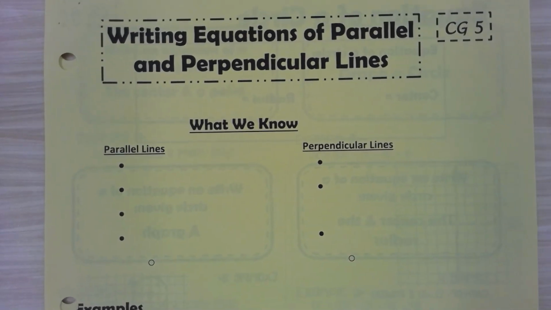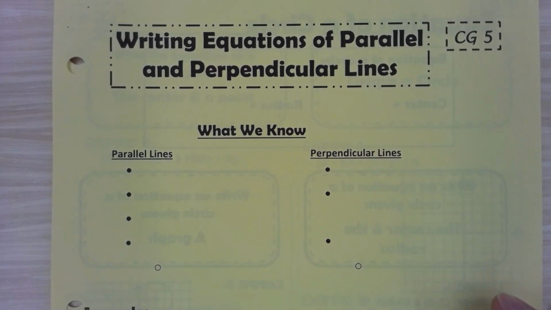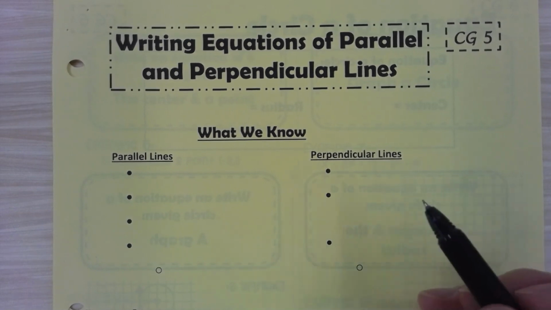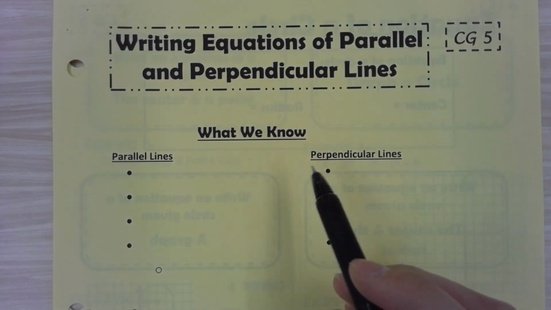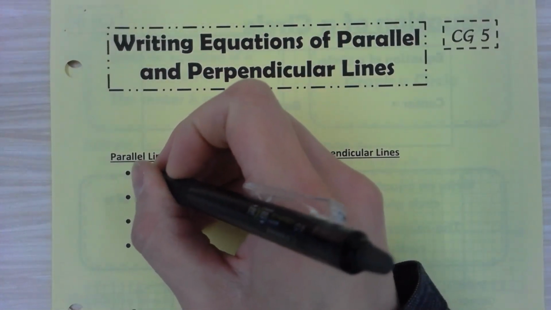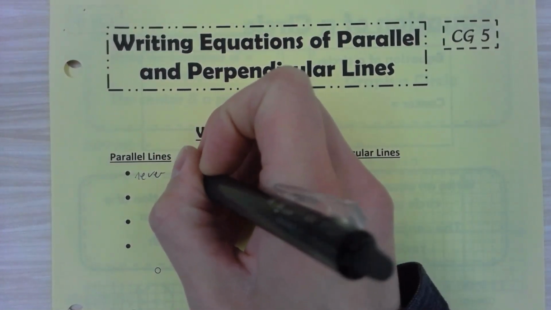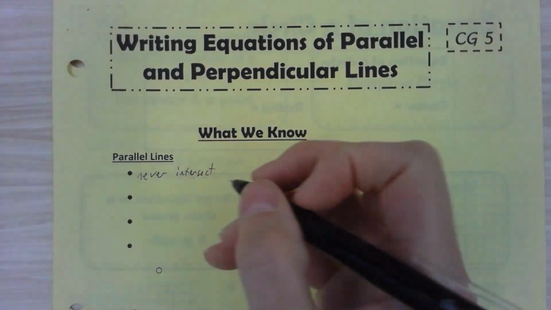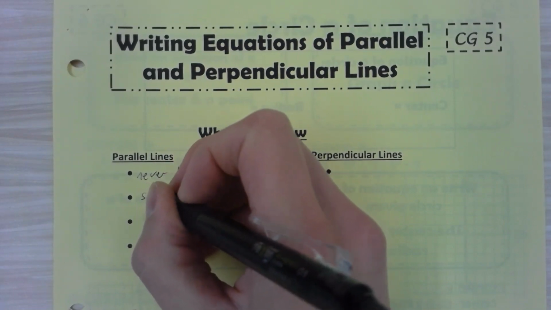For another section on lines. This time we're going to be writing equations of parallel and perpendicular lines in CG5. So what we found out in the last section about parallel lines is they never intersect. They never intersect. They have the same slope.